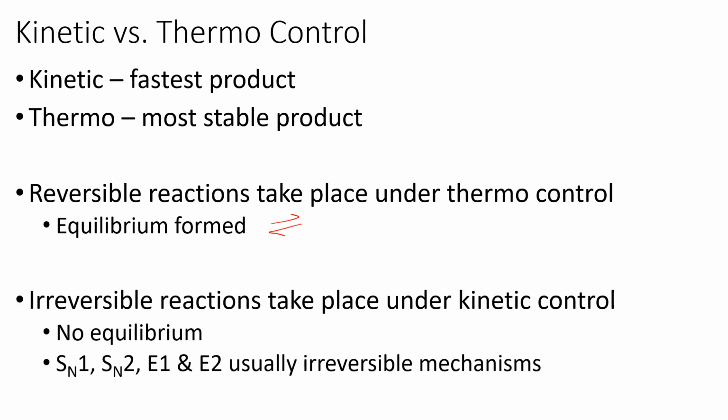Irreversible reactions typically take place under kinetic control. No equilibrium is produced. We really have one-directional reactions that are very, very hard to reverse. Most of our SN1, SN2, E1, and E2 mechanisms fall under this irreversibility. They fall under kinetic control, that we're going to just produce the fastest product through that non-equilibrium type condition.